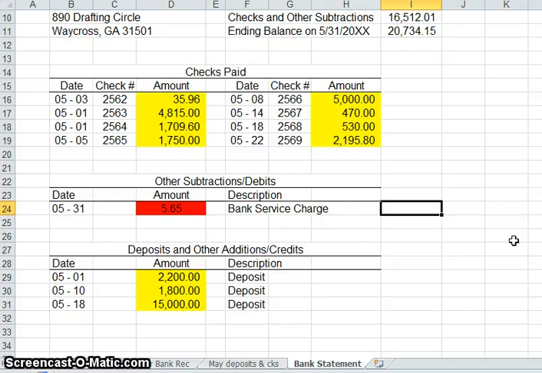Okay? So at this point in time, we're ready to actually make up the bank reconciliation. We've done the footwork, we've figured out why we have differences, so now we need to figure out how to make up the actual reconciliation. Okay? So chew on that, and then come back and we'll do the reconciliation.